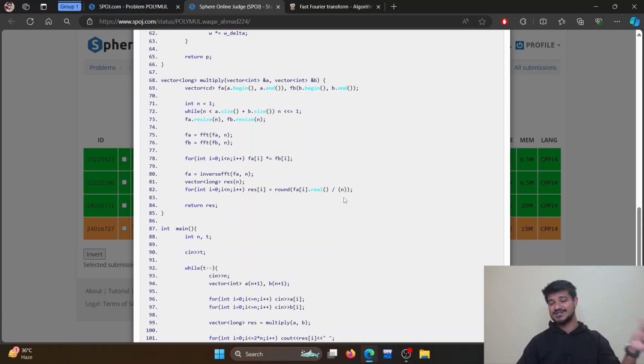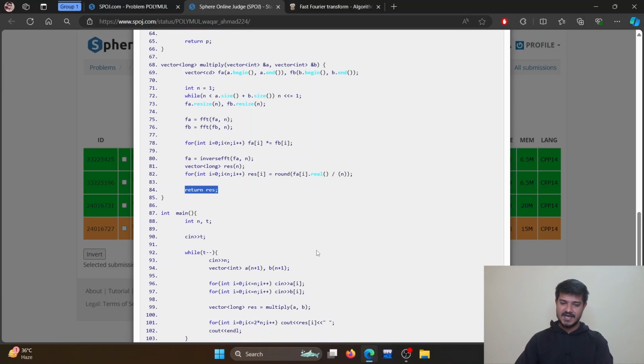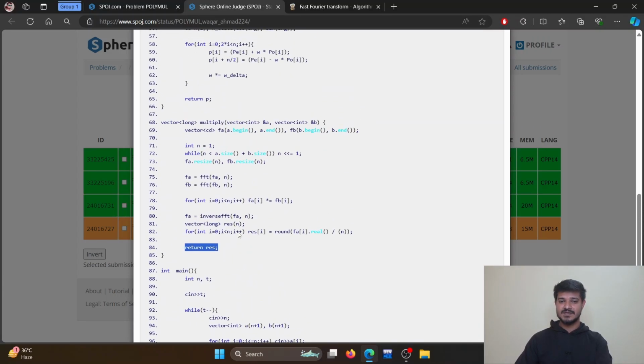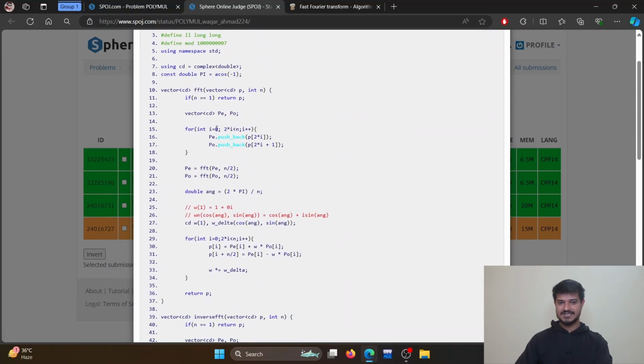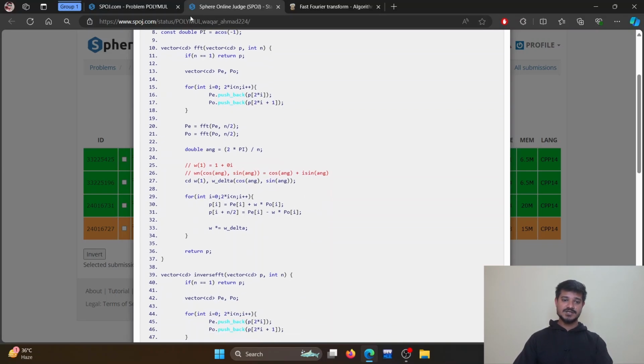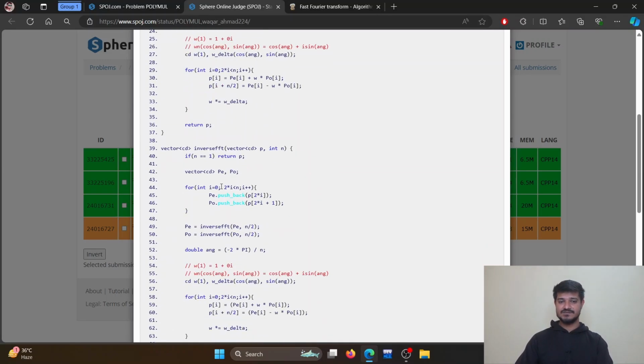Explained everything in the FFT course, right? This is standard FFT. Once you have the result, you can return it back, and it is being printed here. The important thing is the FFT and inverse FFT function, that is here. Standard FFT implementation, right? Explained everything in the lecture. So here's the FFT and the inverse FFT function.